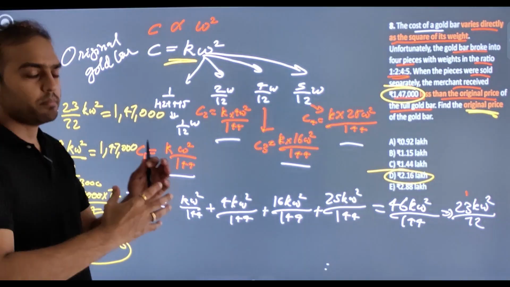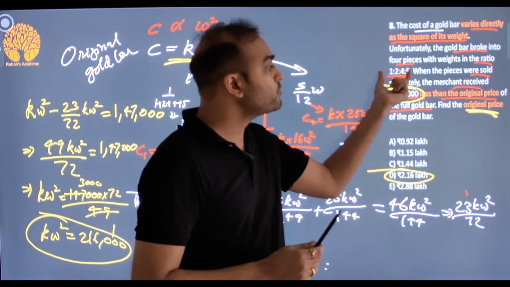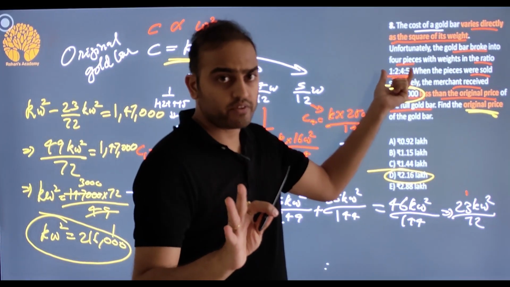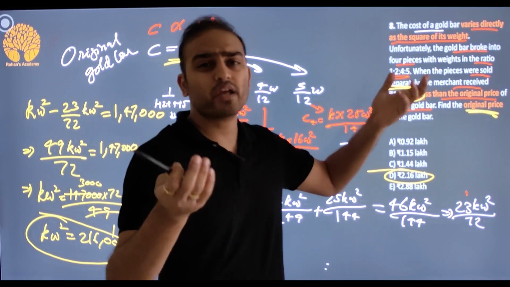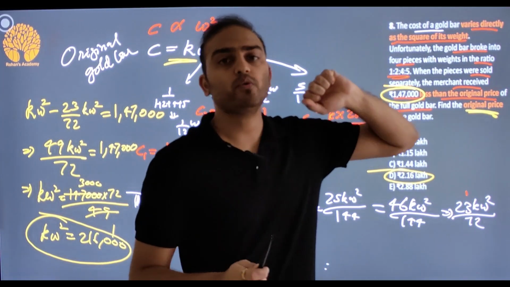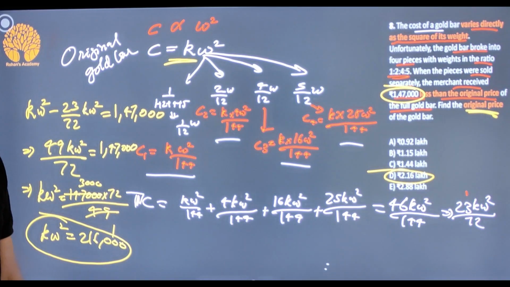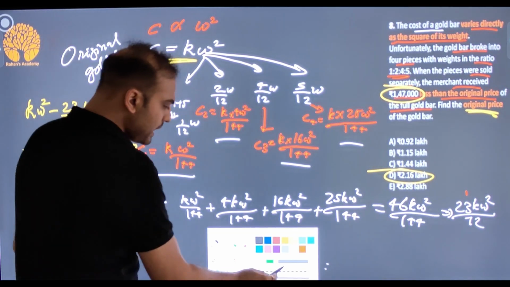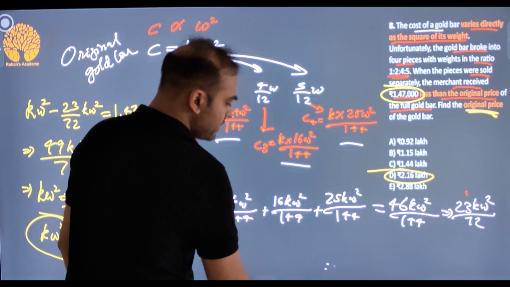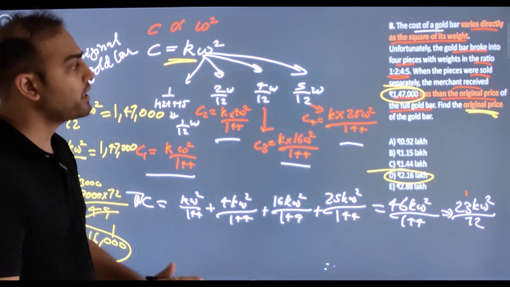Okay, again the point is, since the ratios 1 is to 2 is to 4 is to 5 are given, we could have taken 1k, 2k, 4k, 5k also. There was nothing wrong in that. Then your total would have been 12k. Okay, let's just do that. So again you will see how quickly we can solve.